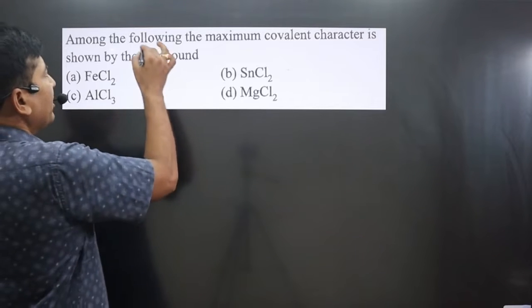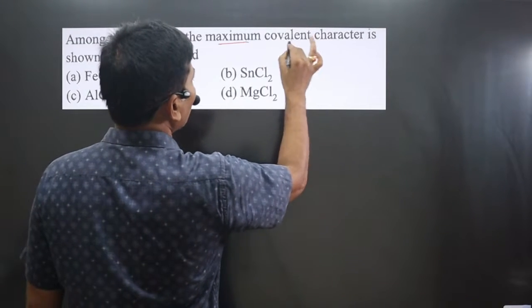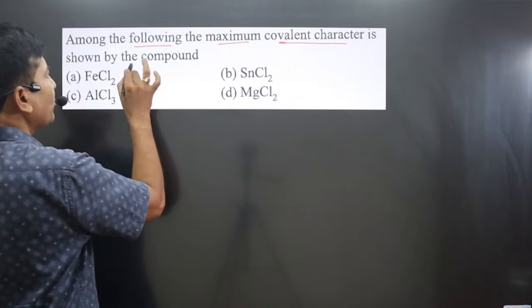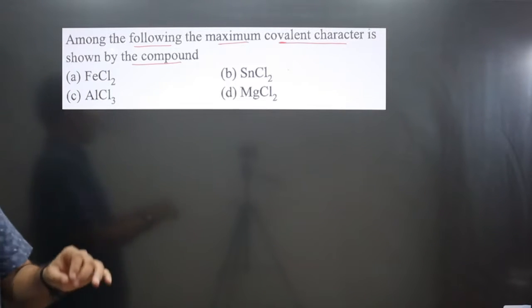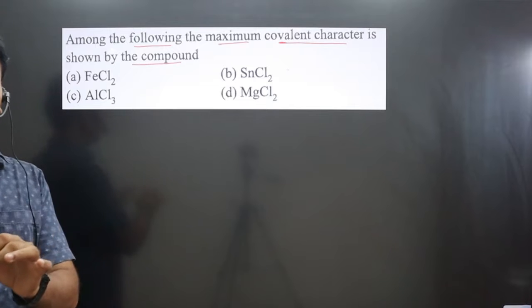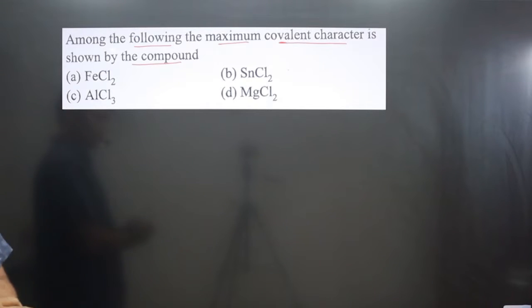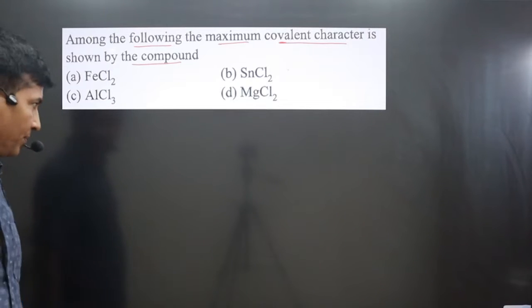The question says, among the following, the maximum covalent character is shown by the compound. Which compound shows maximum covalent character? To determine the covalent character, we use Fajan's rule.